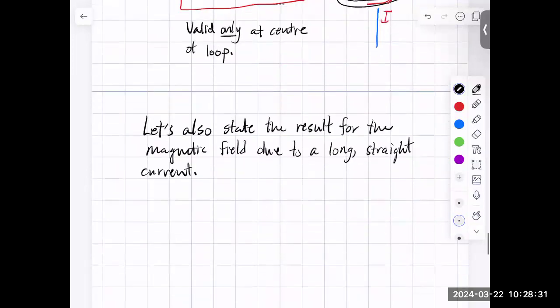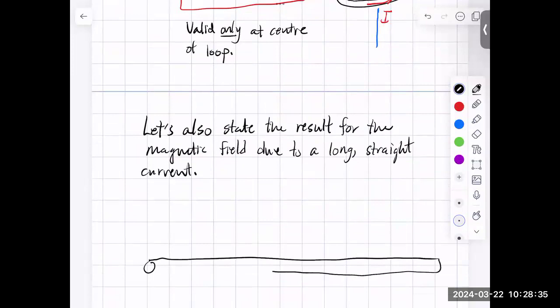All right, so what we'll imagine is we've got this straight wire and it's carrying some current. Well, why not make the current to the left? And then the question is, if we are a distance r away from that wire, what is the magnetic field at P?